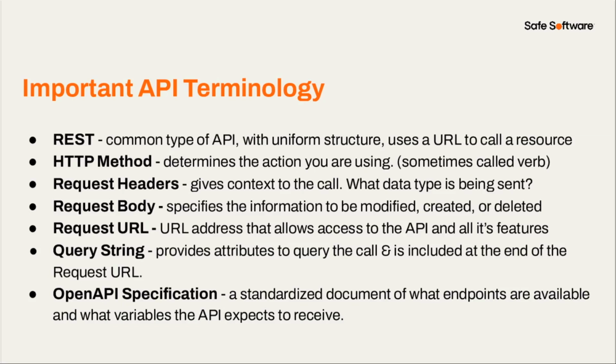The request headers give context to the call of what data type is being sent. Request body specifies the information to be modified, created, or deleted, and is only available for certain methods. The request URL is the URL address that allows access to the API and all of its features. It's also sometimes called the endpoint. And the query string provides attributes to query the call and is included at the end of the request URL. And then we also have the Open API specification that we'll talk about, which is a standardized document of what endpoints are available and what variables the API expects to receive.